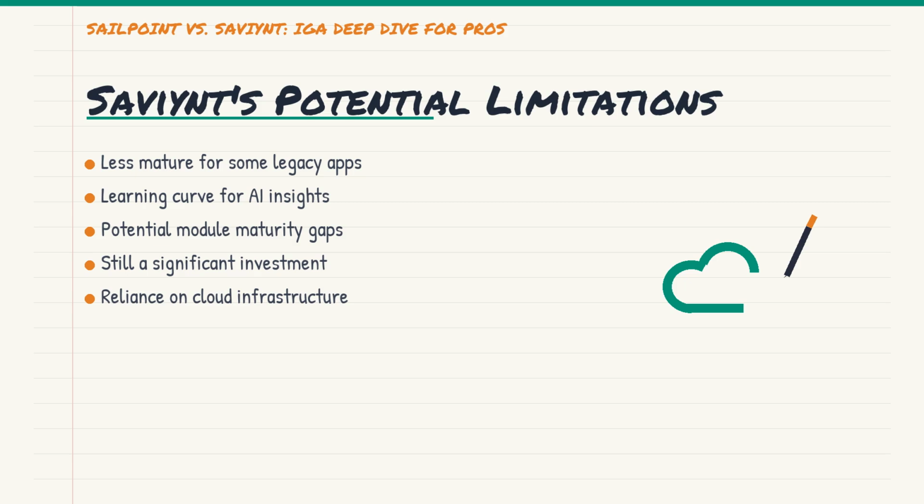While their AI is powerful, understanding and trusting its outputs can be a learning curve for security teams. The unified platform, while an advantage, can also mean that if a specific module isn't as mature as a dedicated function tool, you might feel that limitation. And like SailPoint, it's a significant investment, so cost is still a consideration, though perhaps with different pricing models that might appeal to cloud-centric businesses.